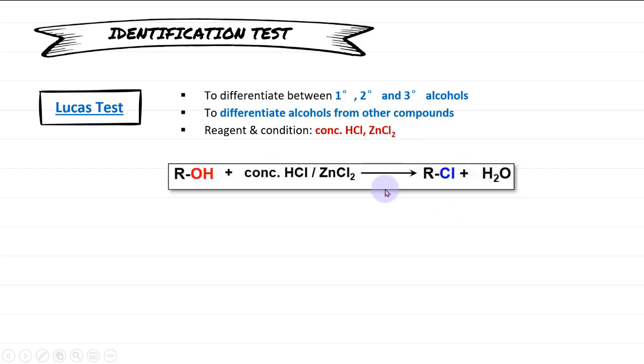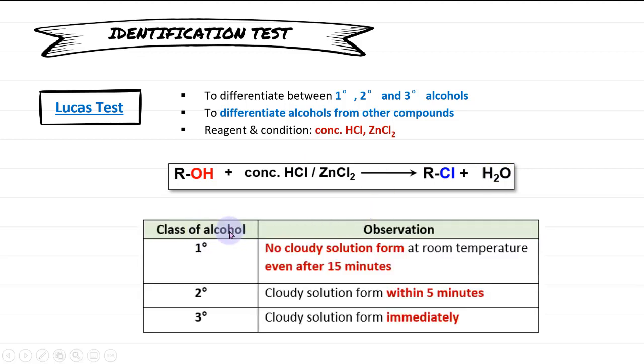And this is the general equation for these reactions. An alcohol reacts with Lucas reagent to produce a haloalkane, and the side product is water. And then different classes of alcohol will have different observations. If a primary alcohol reacts with this Lucas reagent, you are not going to get any product. So the observation will be no cloudy solution forms at room temperature, even after 15 minutes.